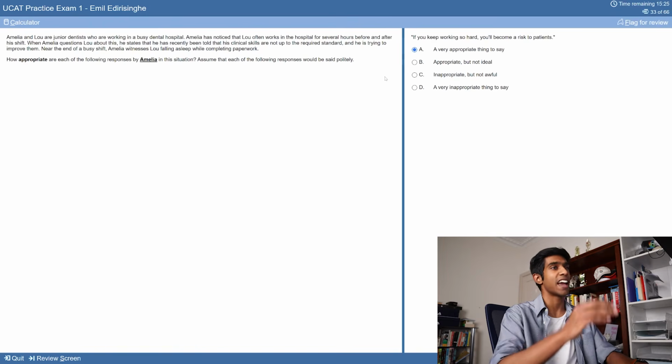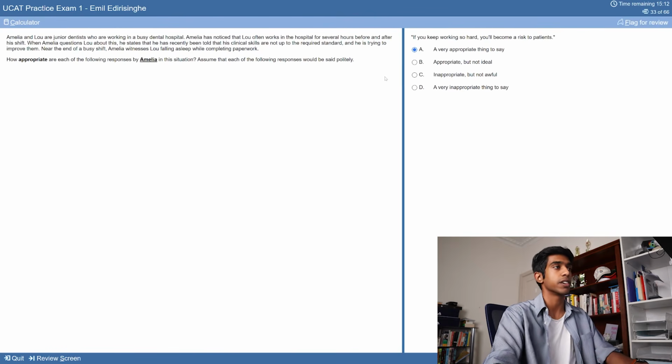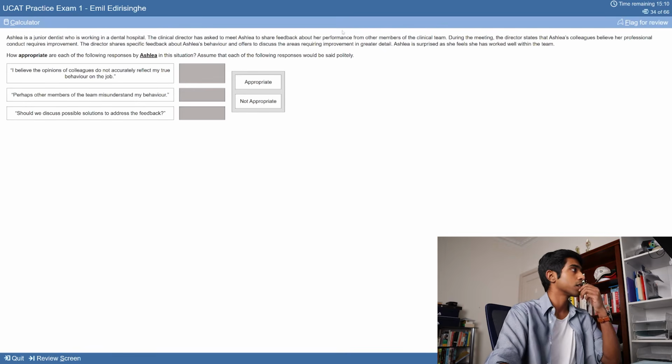I think this is A or B again. I'm not too sure about this because it's a bit... I think it gets the main point across, which is that it's a big risk. So yeah, I think it is A, very appropriate.